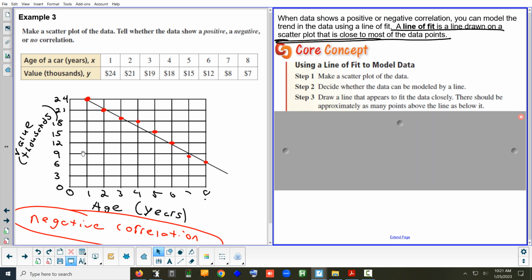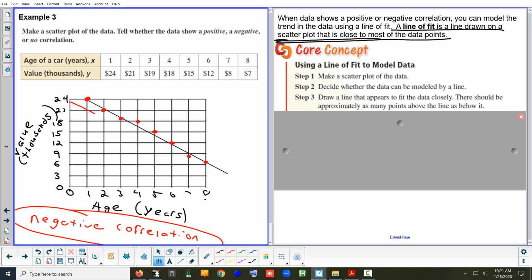If you drew your line like this, I would say your line's too low. Every single point is above the line. You need to move it up a little bit. Okay, so that's a pretty good line.